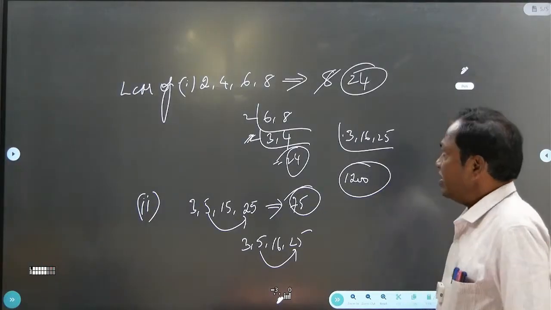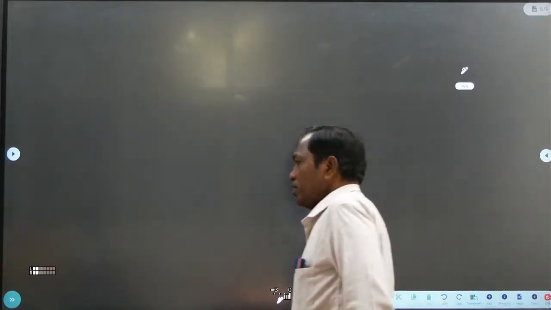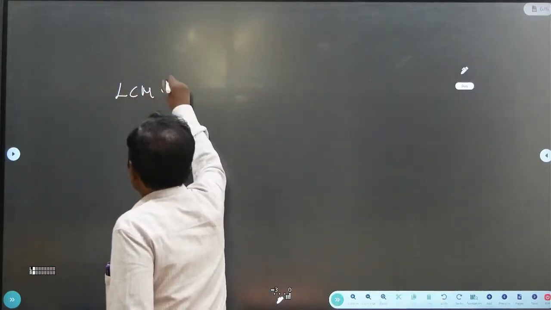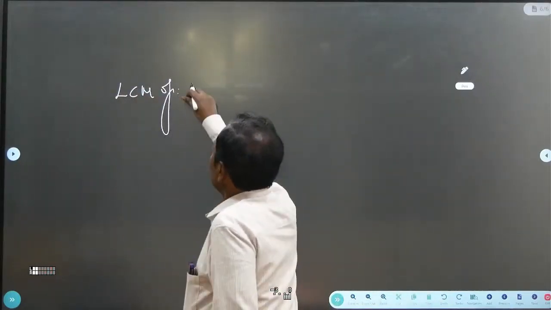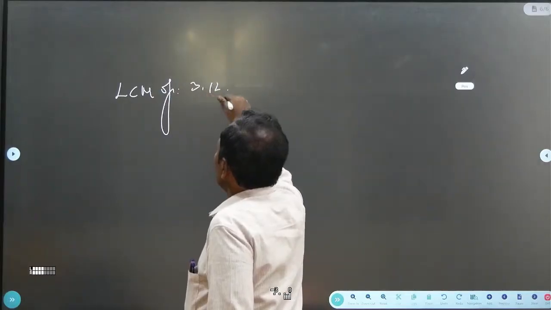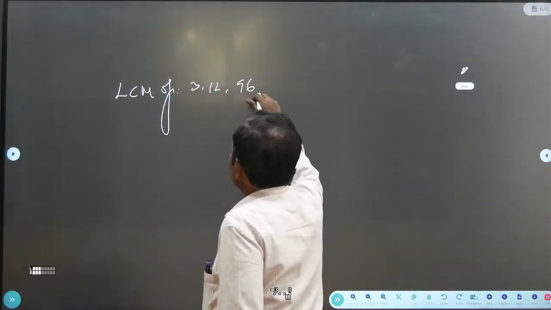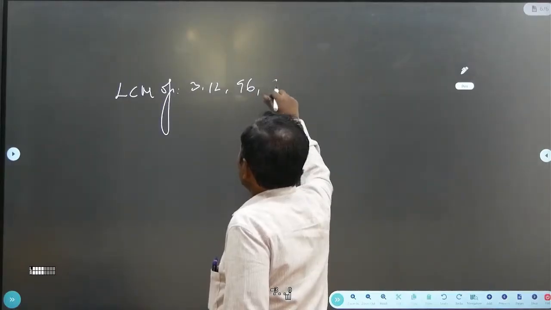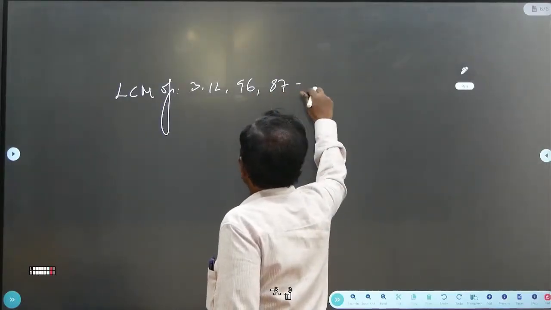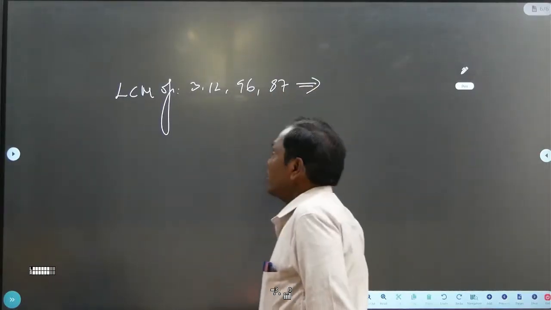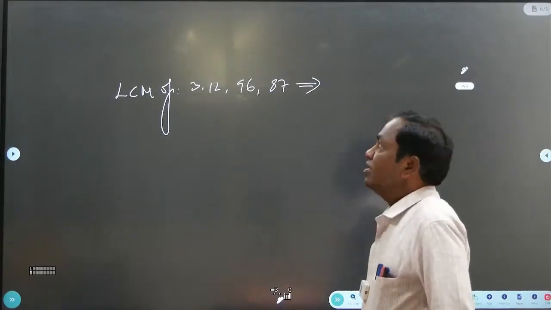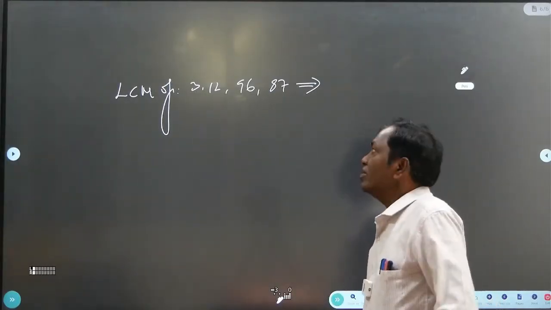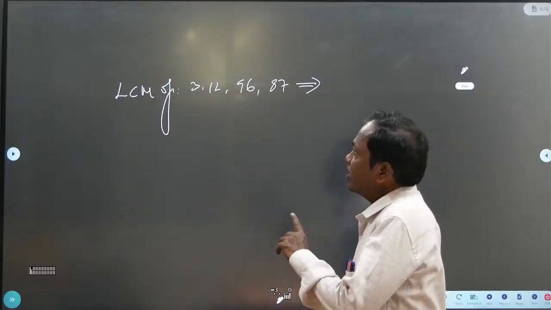Okay, this is the thing. And if you take the LCM of 3, 12, 96, and 87, what else? It looks like quite a big number. Sir, everything is divisible by 15, no?